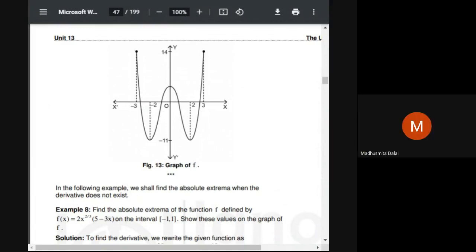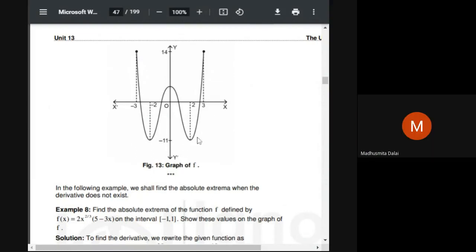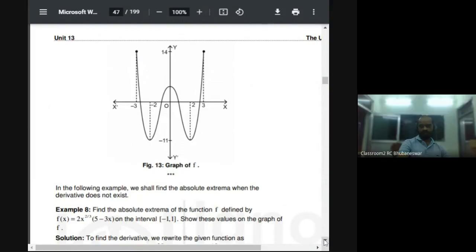But clearly in this particular example, we find that the derivative does not exist at the absolute maximum points. When we follow the interval -3 to 3, look at these peaks. At these peaks, the derivative does not exist. So that's why these two extreme points, these black dots, will not be taken as the maximum value of the function. That is the main idea about this example.